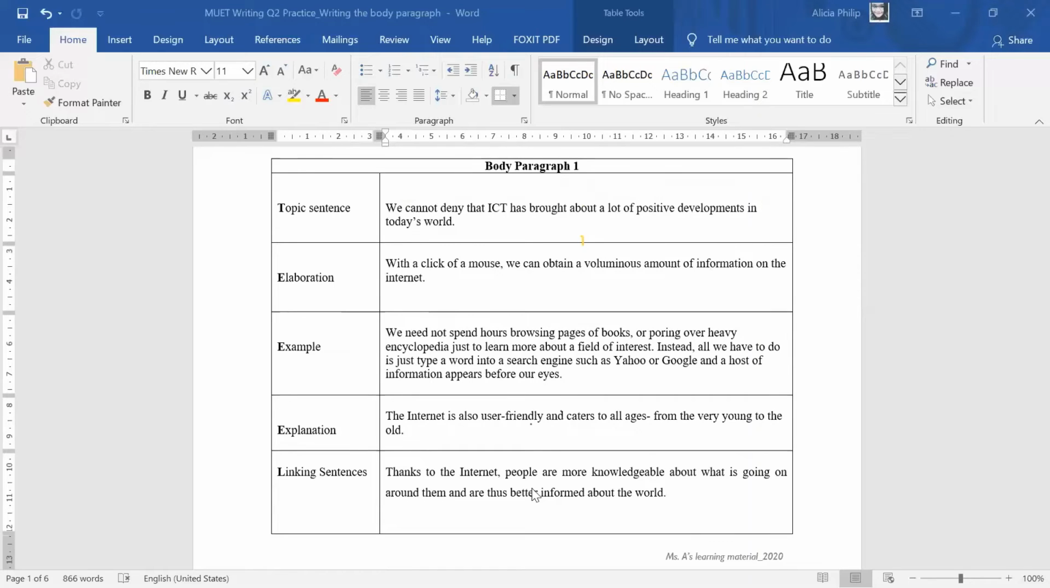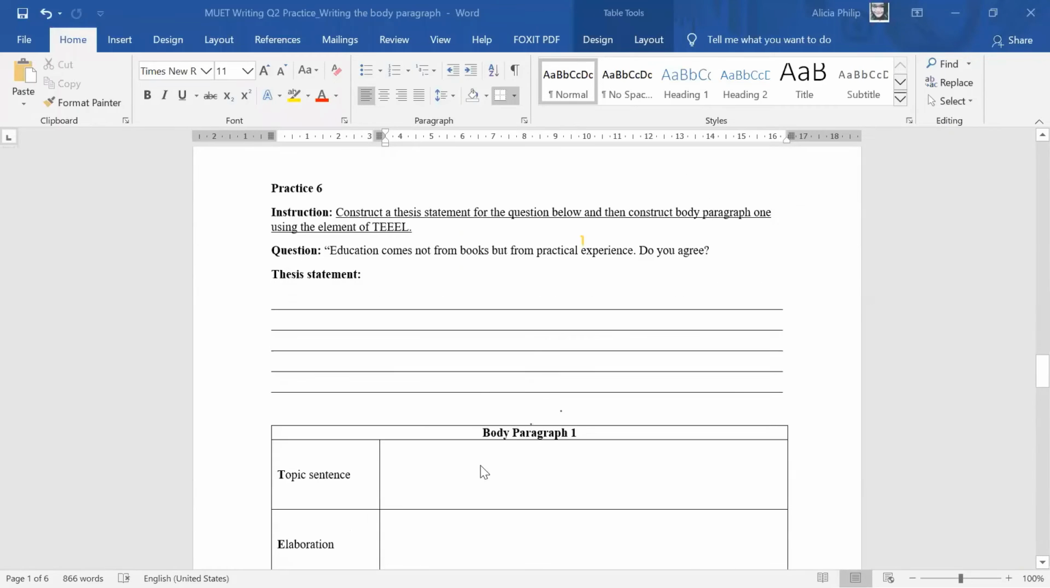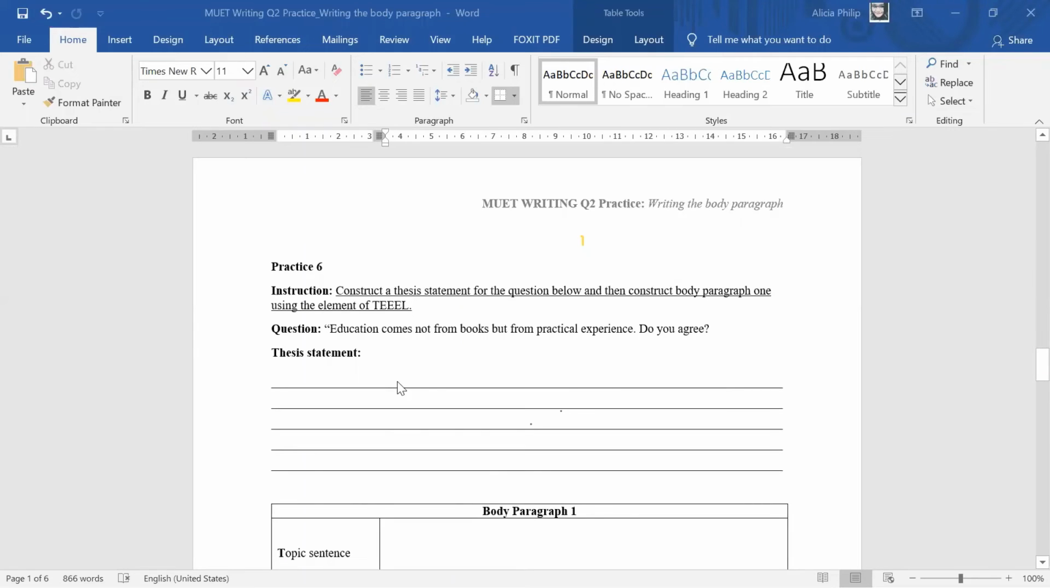The next practice, if you look at practice 6, 7, and 8, are all practices that require you to construct a thesis statement based on the question, and a body paragraph. In order to construct a body paragraph, you need to have a thesis statement so that it can be your point of reference. So I have stated the question. I also need you to write a thesis statement and then the body paragraph. The question mentioned here, if I'm not mistaken, is similar to your first practice.